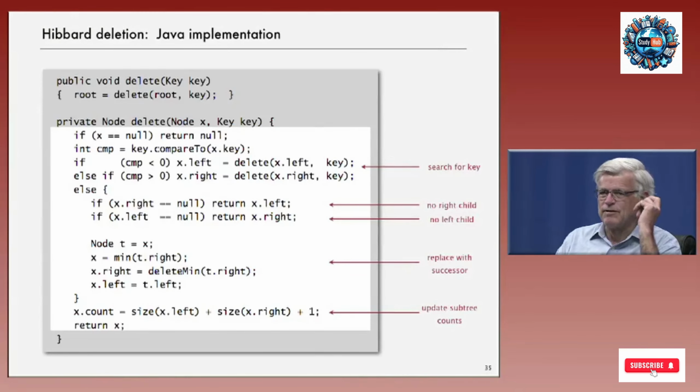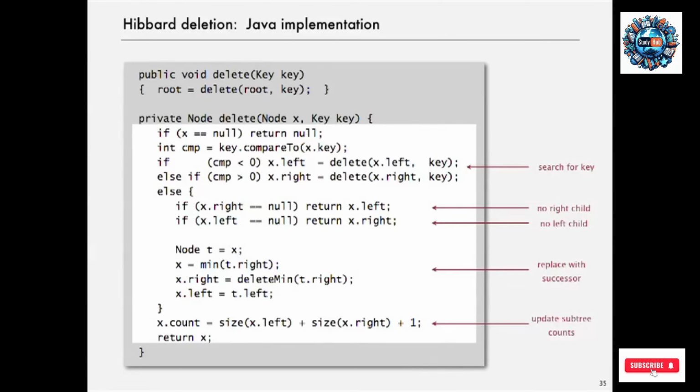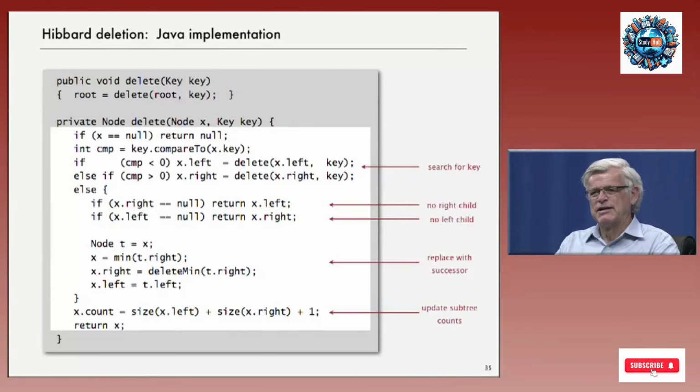So this is the code for Hibbard deletion. So we search for the key. If it's got no right child, we're fine. We just return x.left, and that handles both cases 0 and 1. If it does have a right child, then we find the minimum on the right, delete min on the right, and then fix the links, and then update our count. That covers all cases. So actually not that much code. It's complicated, but not particularly more complicated than other code we've seen, like rank and floor and ceiling, and that implements Hibbard deletion. So now we have a fully dynamic symbol table where we can insert and delete.